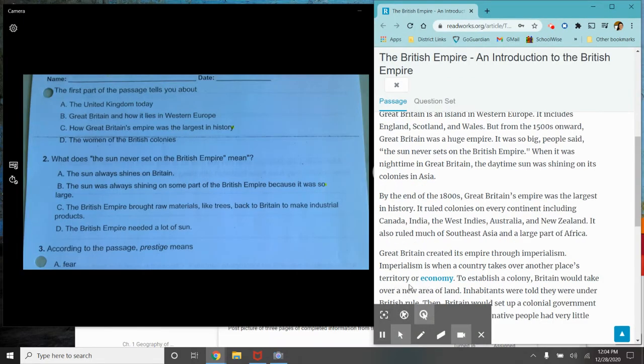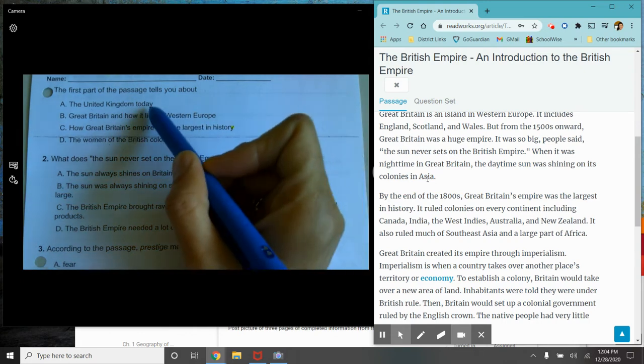All right, so now we're going to go through the questions and reuse the passage as our guide to answer them. So the first part of this passage tells you about what? Well, it says Great Britain is an island in Western Europe. It includes England, Scotland, Wales, but from the 1500s onwards, Great Britain was a huge empire. It was so big, people said the sun never set on the British Empire. When it was nighttime in Great Britain, the daytime was shining on its colonies in Asia.